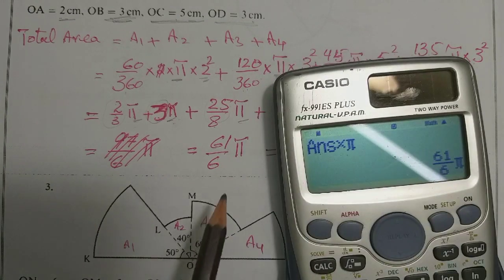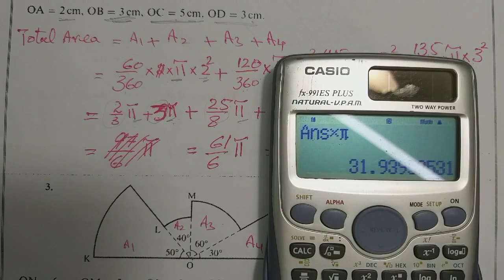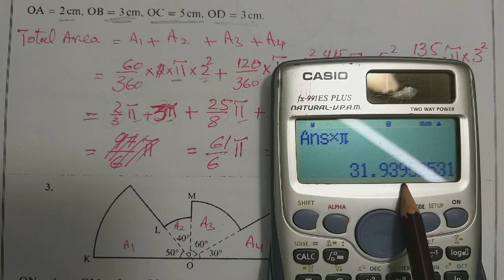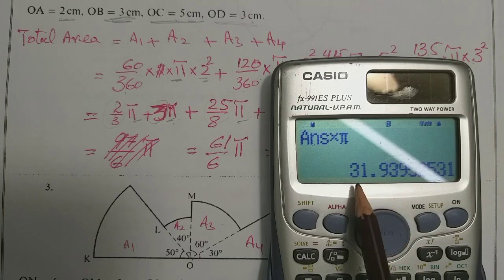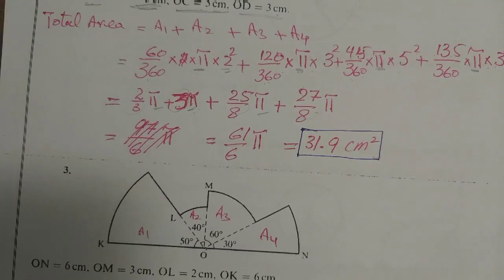So you find 61 point something times pi here. Then simplify the fraction to decimal. I write the answer to 3 significant figures, so 31.939. So I wrote only 3 significant figures, which is 31.9 centimeters squared for this area.